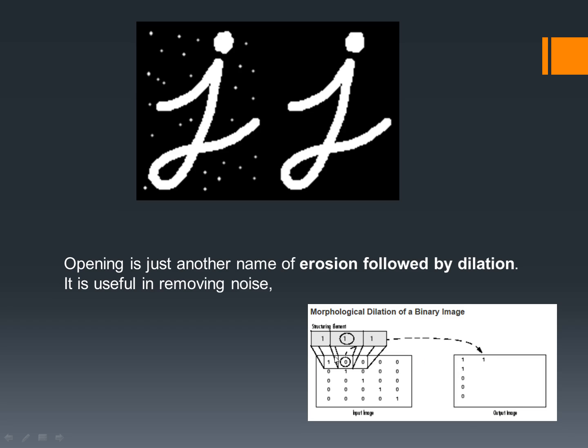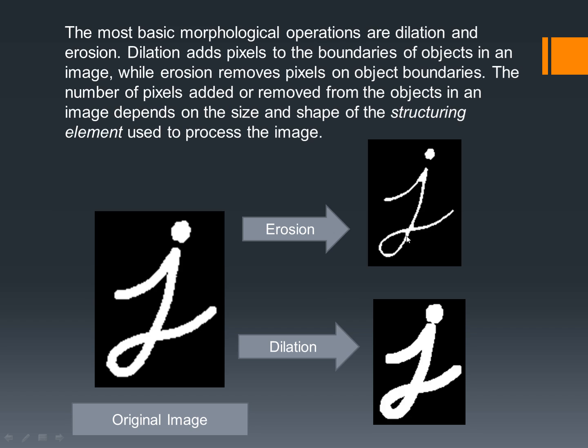In the case of erosion, this one will get deducted. If it's 1, then in dilation it will be 1, it will be 1, it will be 1, it will be 1. So in that case it will just get expanded, that's it. And in erosion it will just get removed.